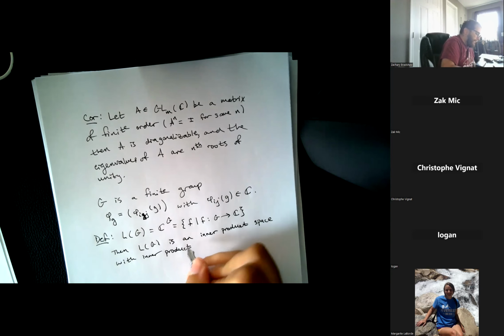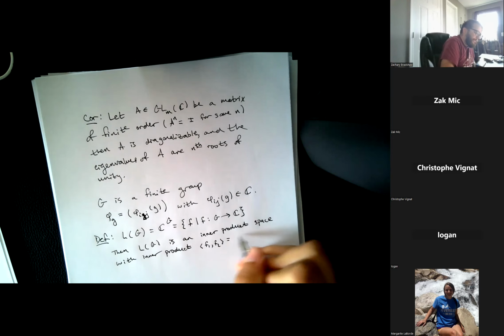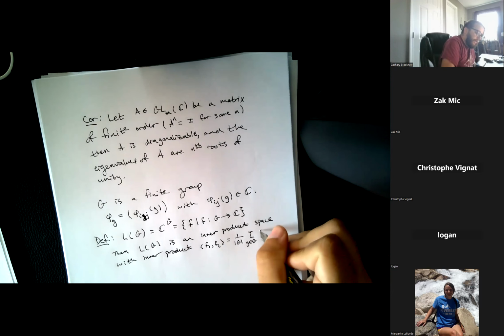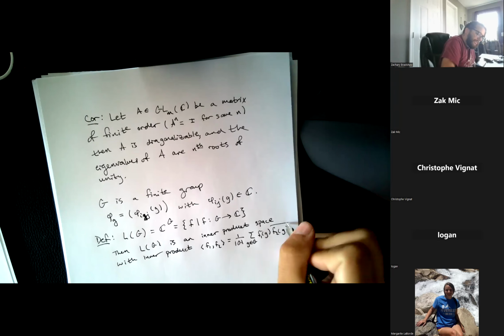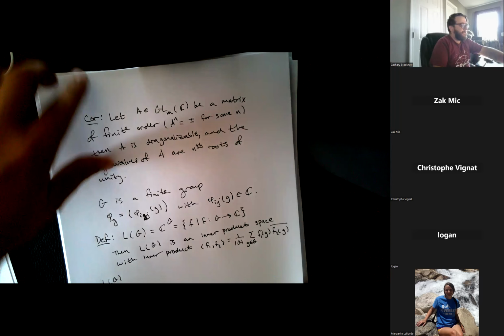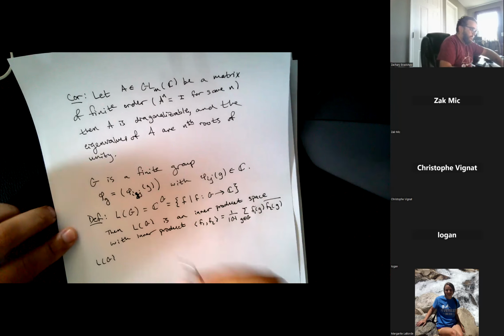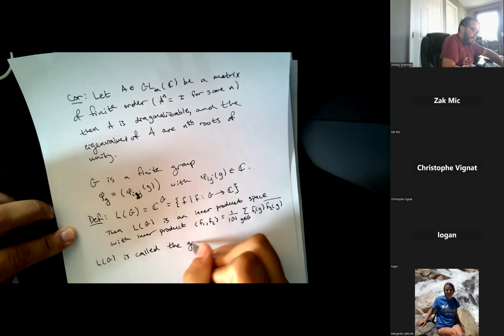With inner product given by, so if I have F1 and F2, then their inner product is 1 over the magnitude of G times the sum over g in G of F1 of g, F2 of g, complex conjugate. And this L of G, for reasons that will be clarified maybe later, is called the group algebra.